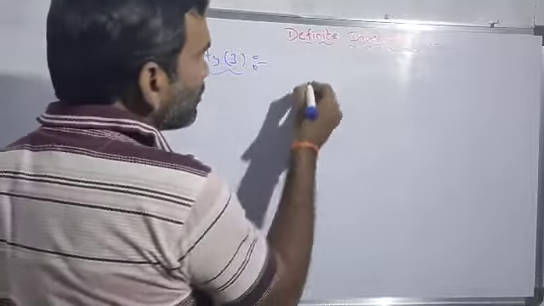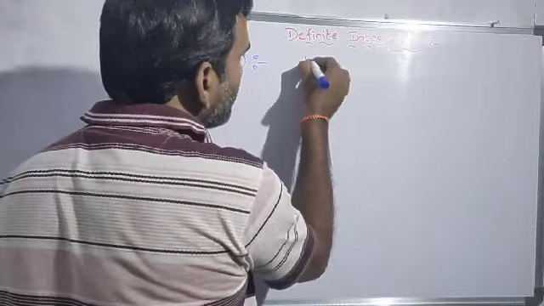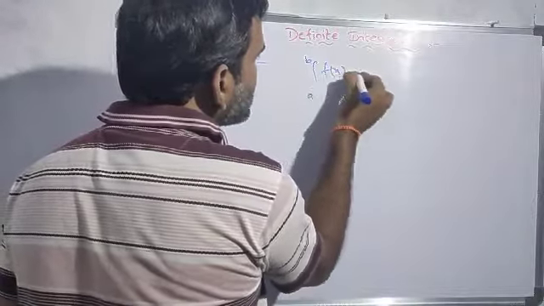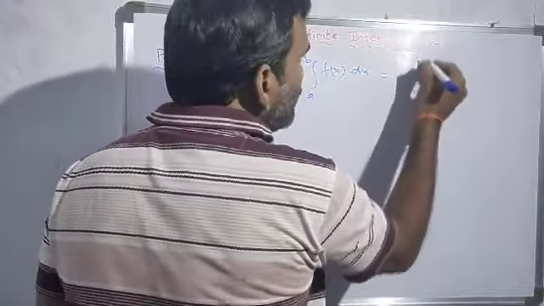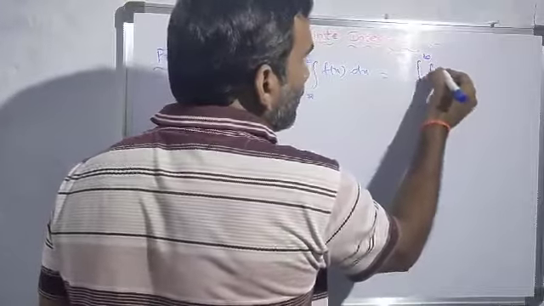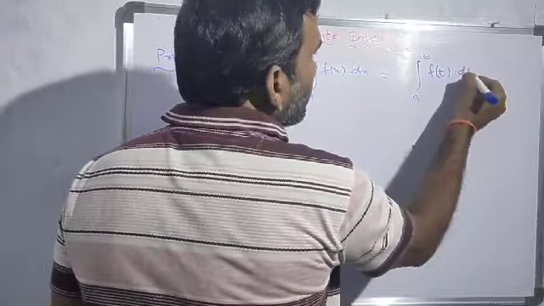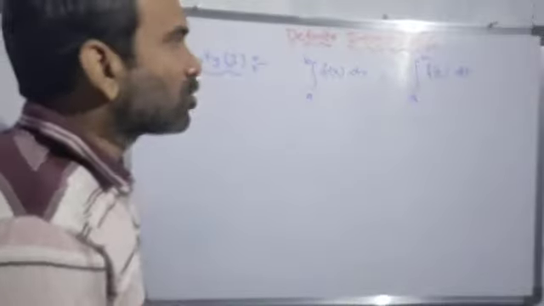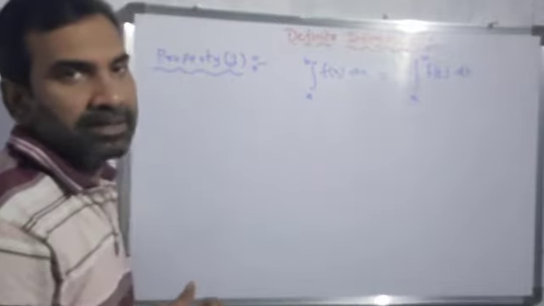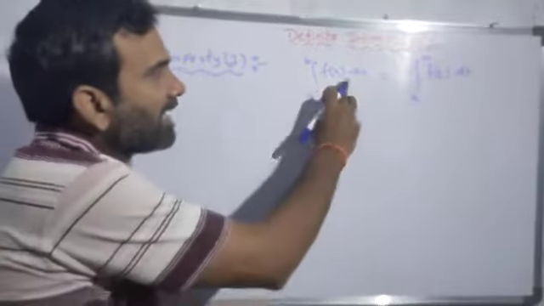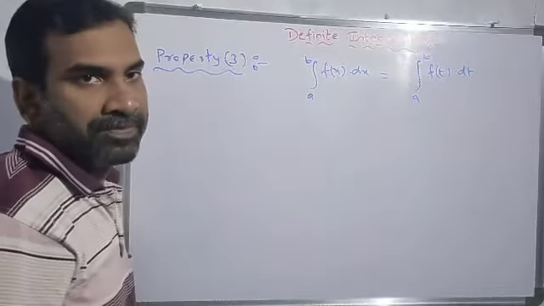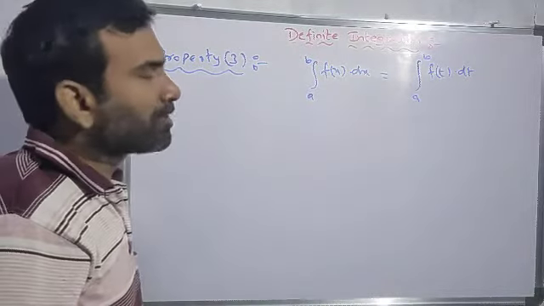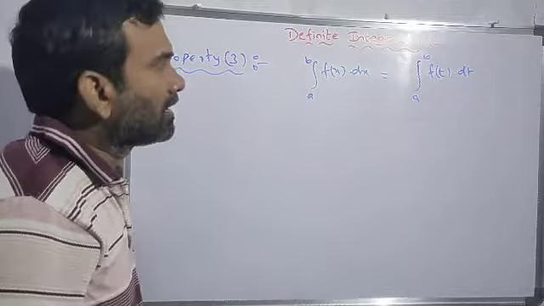So here, property number 3 is: the integral from a to b of f of x dx is equal to the same integral if you change the name of the variable. That result will also give the same result. If you change the variable name, then there is no change. So this is called property number 3.